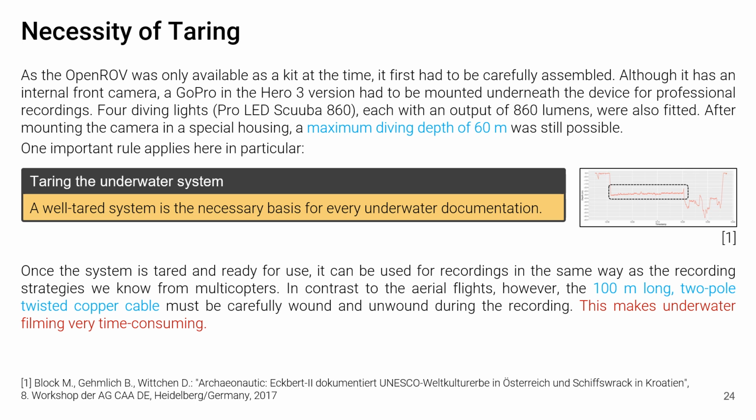Although it has an internal front camera, a GoPro in the Hero 3 version had to be mounted underneath the device for professional recordings. 4 diving lights, each with an output of 860 lumens, were also fitted. After mounting the camera in a special housing, a maximum diving depth of 60 meters was still possible.